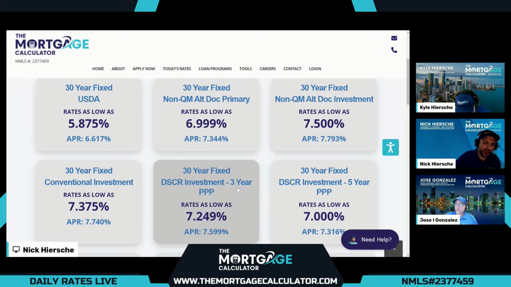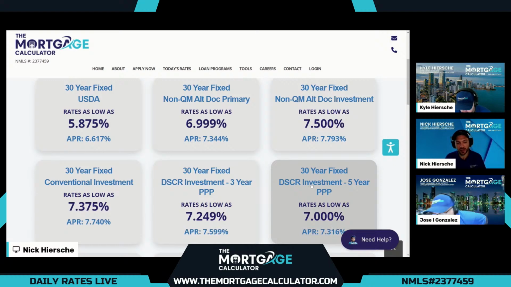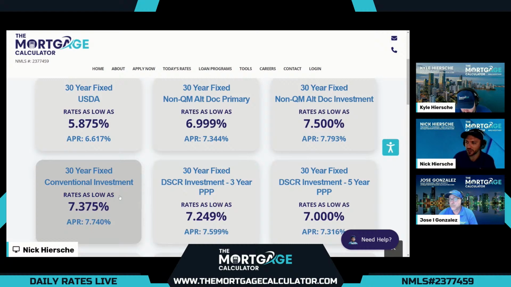First up is our 3-year prepayment penalty option. Rates come in at 7.249 today, final APR 7.599. Notice that's beating conventional, which is absolutely amazing. And we even have some additional options that allow a 5-year prepay to get the rate even lower. So for investors that are willing to do a 5-year prepay, rates come in at 7% flat, final APR 7.316. Absolutely blowing conventional out of the water, which is amazing.